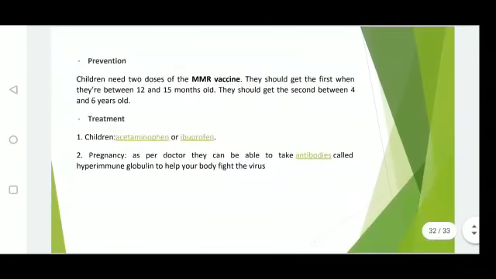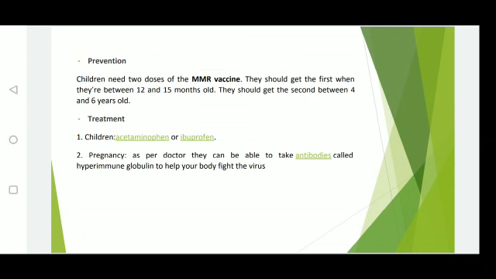Then lastly, how can we prevent it? For normal children we can give 2 doses of MMR vaccination. I told you before that for measles we also give the vaccination. MMR is a combination vaccine of mumps, measles and rubella. Between 9 months and 1 year we can give the MMR vaccination. As per the schedule it is given in the 9th month of the baby.